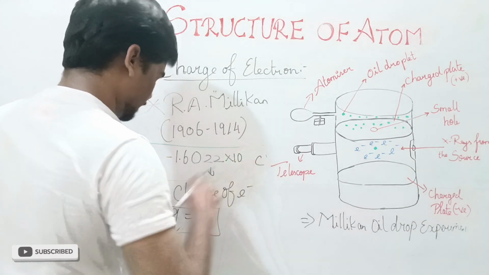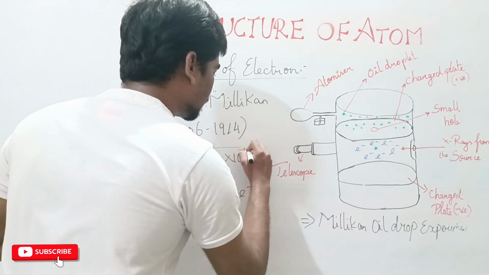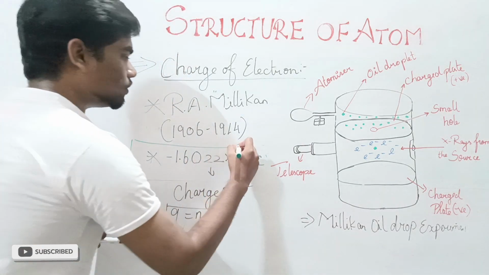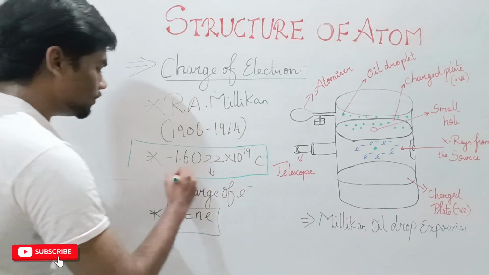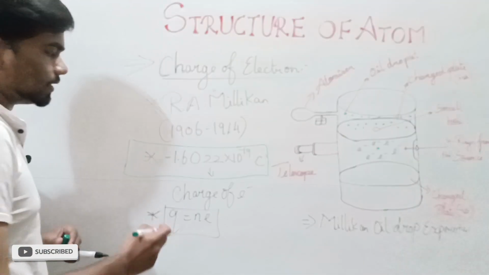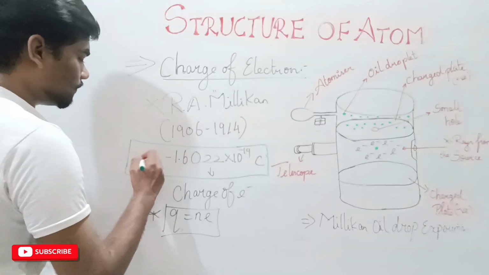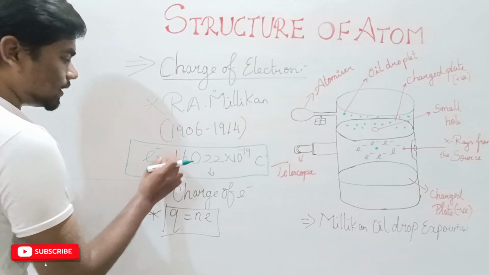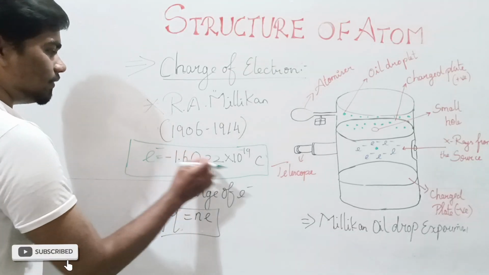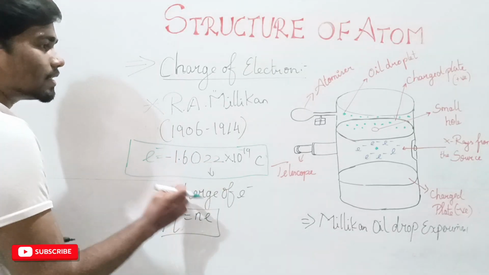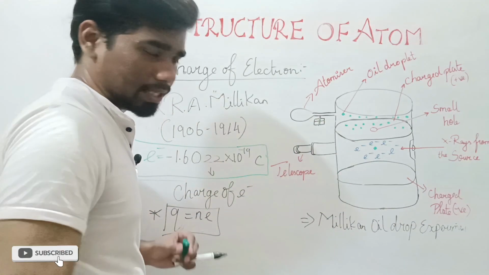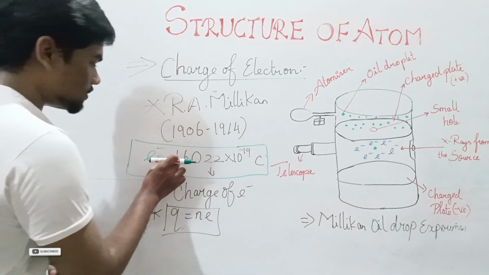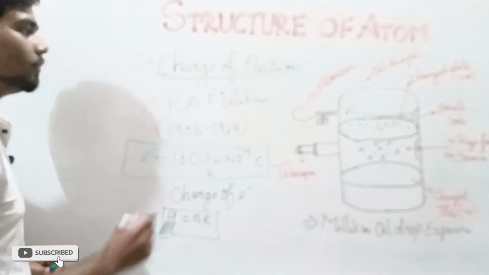I'm writing it here, found that 1.6022 into 10 to the power minus 19 as the charge in coulomb. So this charge has a negative sign in front of this value, which tells that electron is a negatively charged particle, so that this also has a negative sign before it.